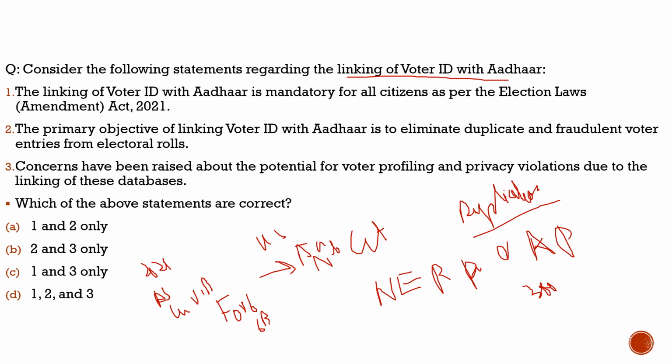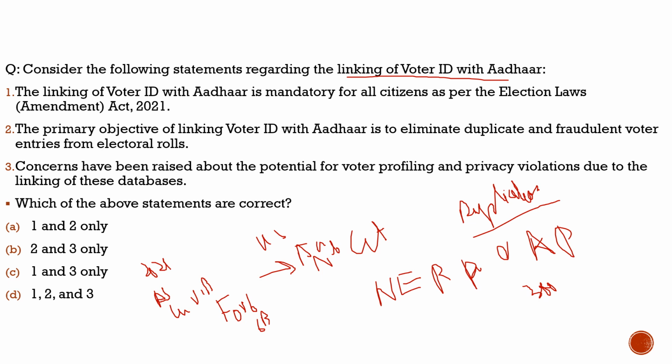This situation went back to the Supreme Court, and in the interim judgment the Election Commission said that this linking of Aadhaar is optional, not mandatory. They said they were going to amend the rules, but till now they have not amended them. They have not framed the rules saying it is optional. It was again challenged in 2023. Till now the Election Commission has done nothing with respect to that.